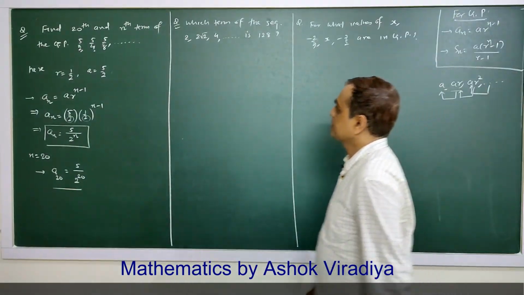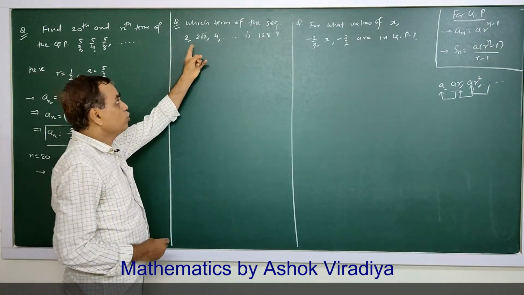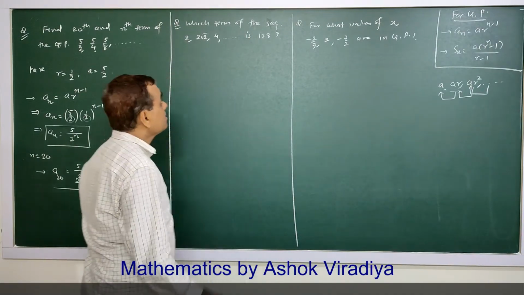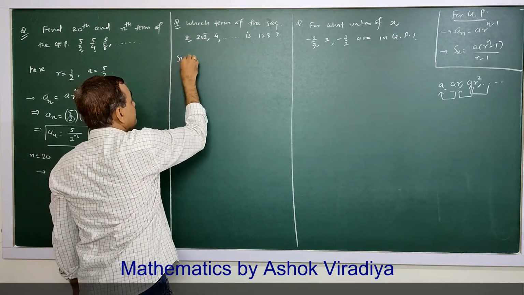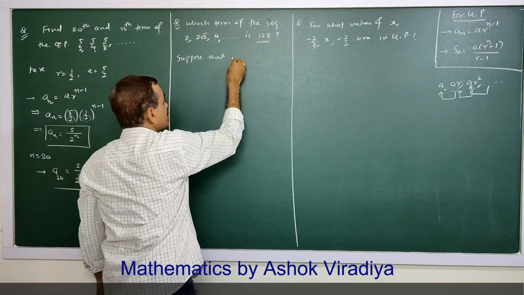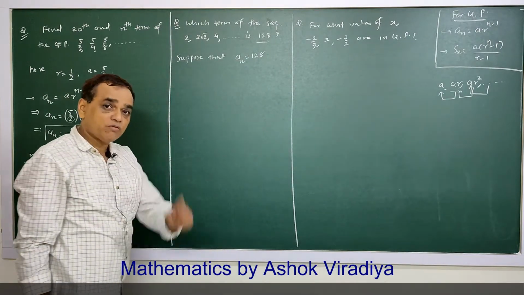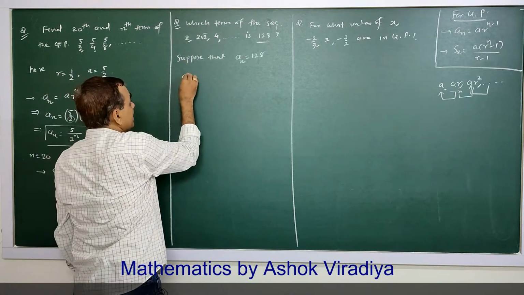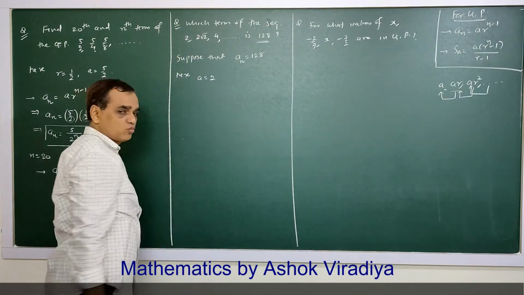Now say here, which term of the sequence 2, 2 root 2, 4 is 128? Which term of the sequence is 128? So suppose that this is the nth term. The nth term is 128. So we want to find n. The first term A is 2.